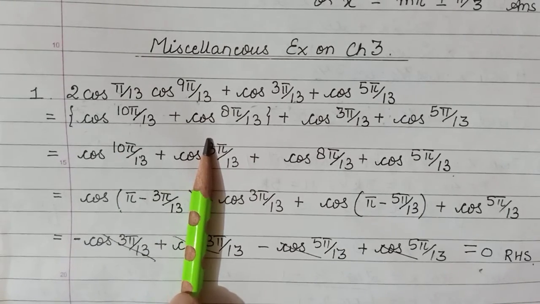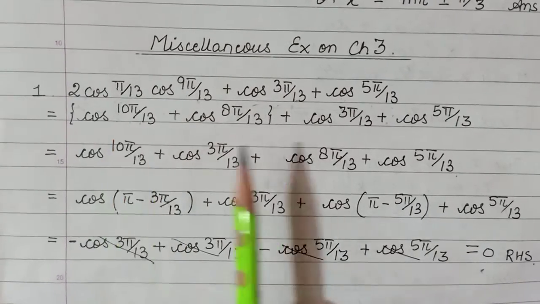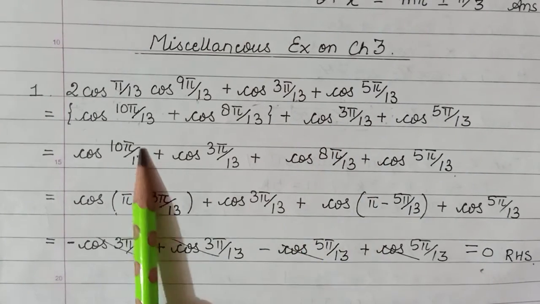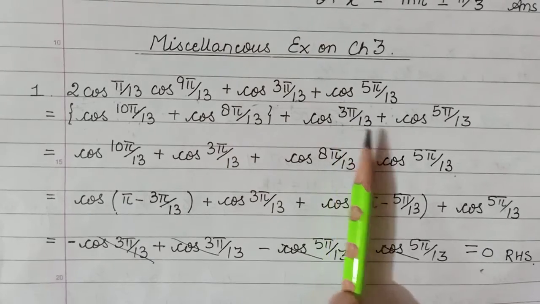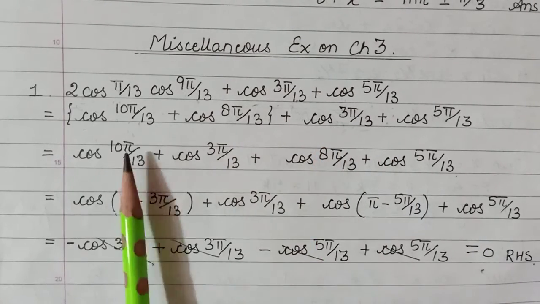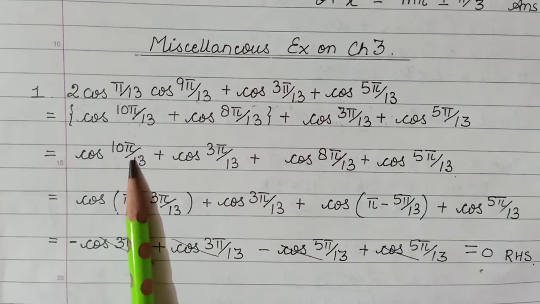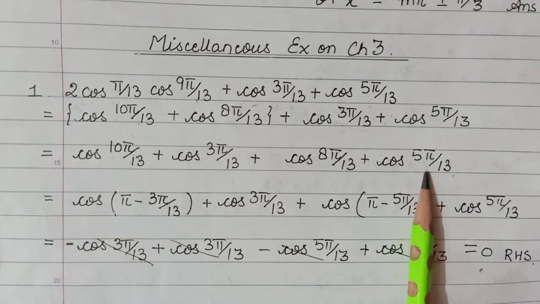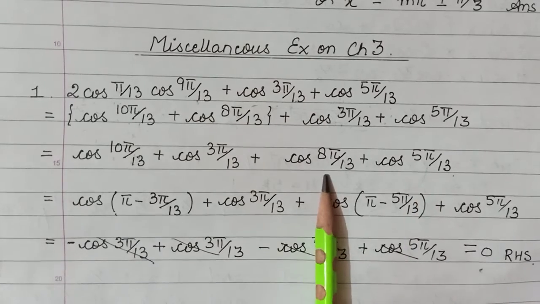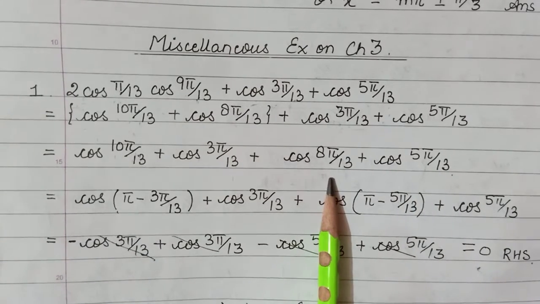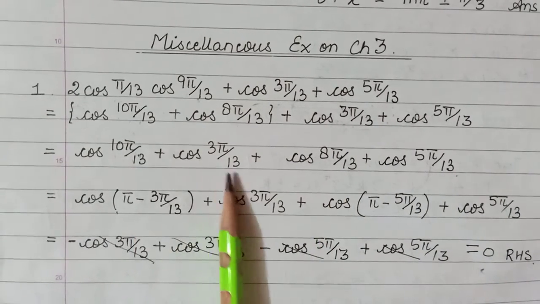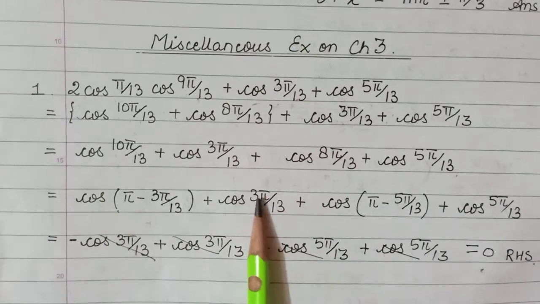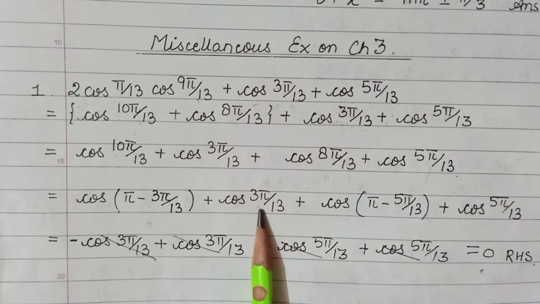Now, next what we observe is, if you take 10 with 3, 10 plus 3 is 13. So that means these are supplementary angles. So one can be written as the supplementary of the other. So I have rearranged, I have put 10 pi by 13 with 3 pi by 13, and likewise 8 plus 5 is also 13. So these two angles are also supplementary. Now next what we have to do is we will leave one of the angles as it is, and we will write the other one as the supplementary of the other one.